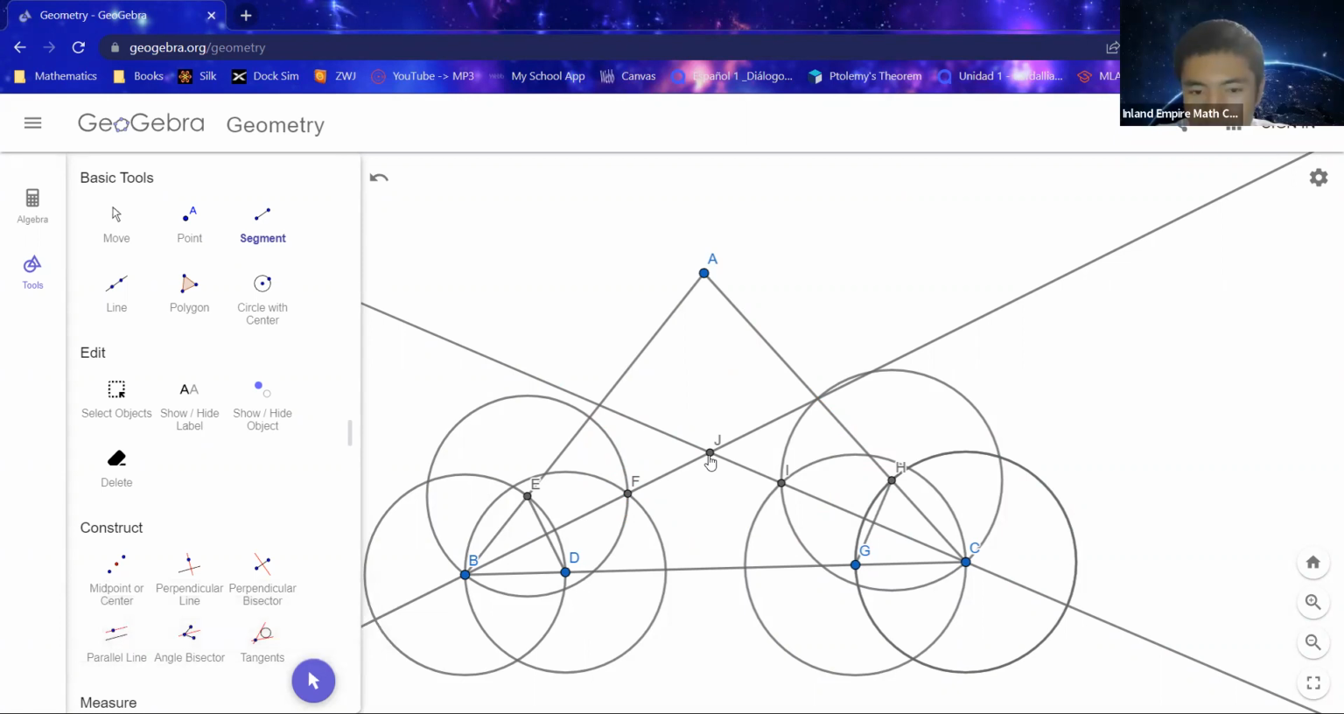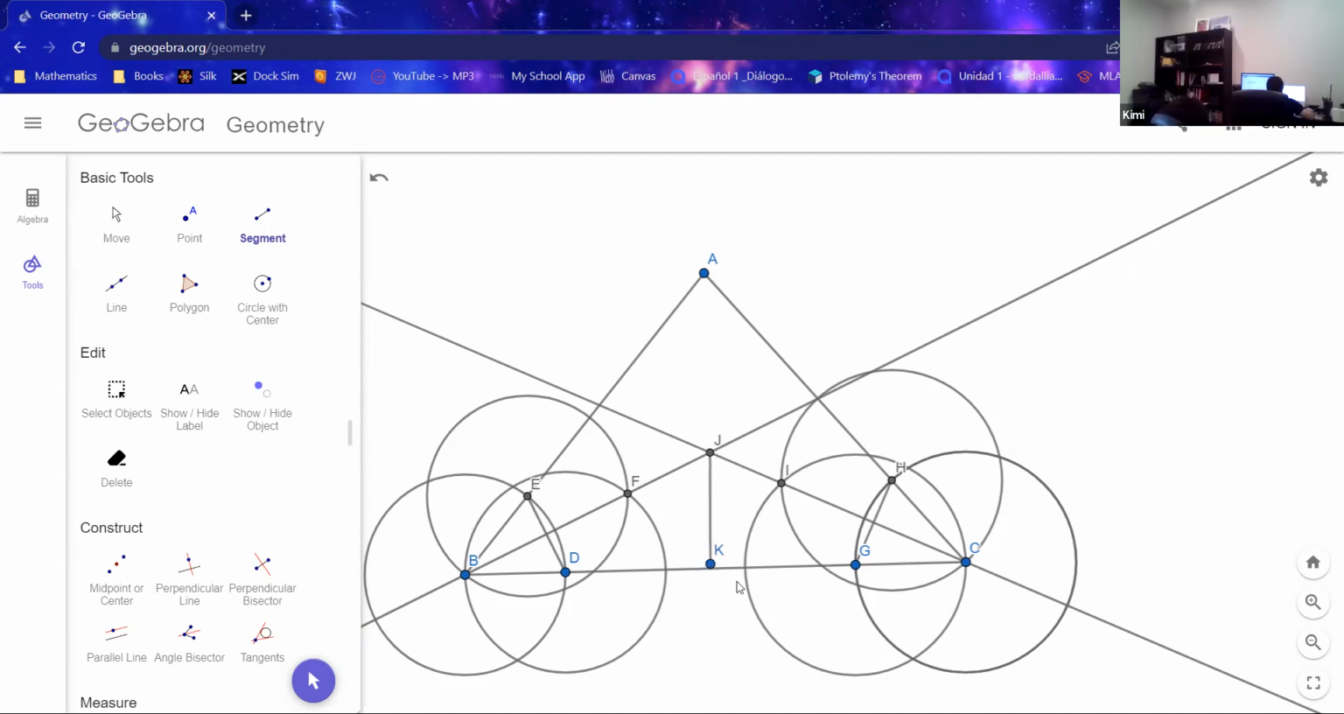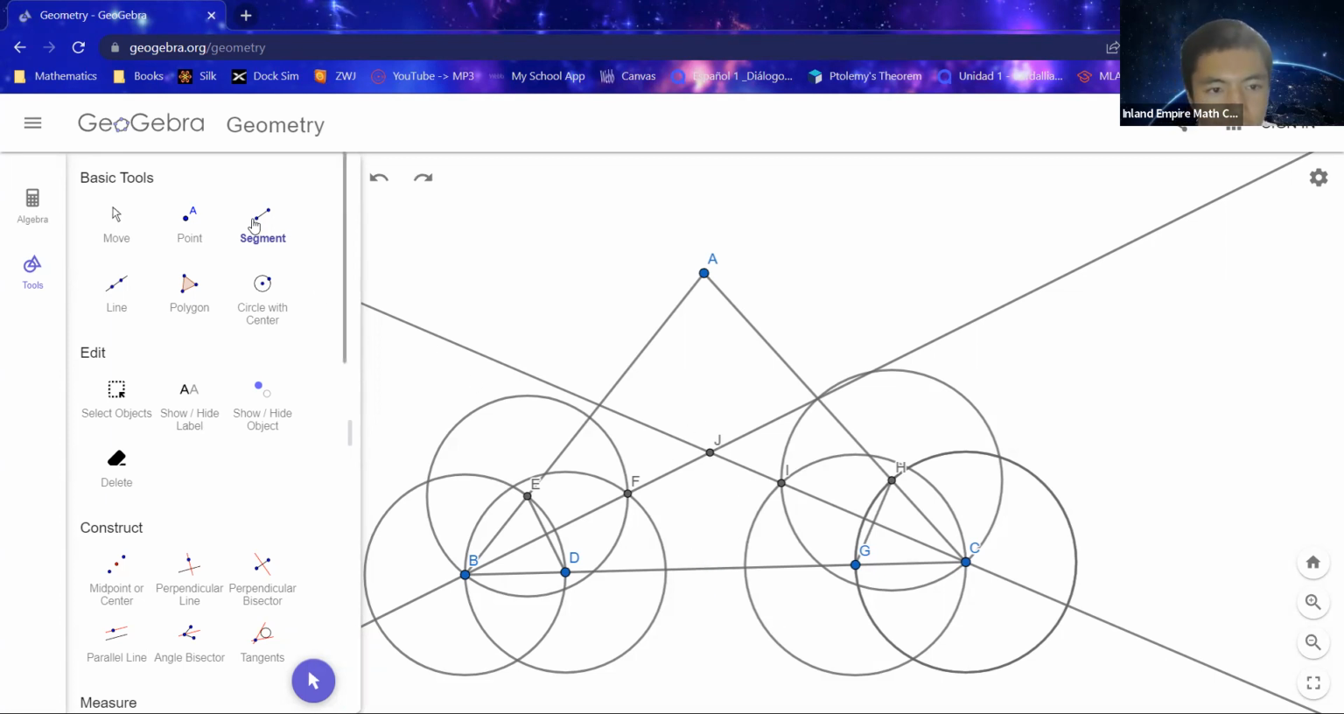We actually have to construct a perpendicular line from J to BC. So a line like this. Because we have to find an intersection point for us to draw the circle. Right. And that's it? That's it.